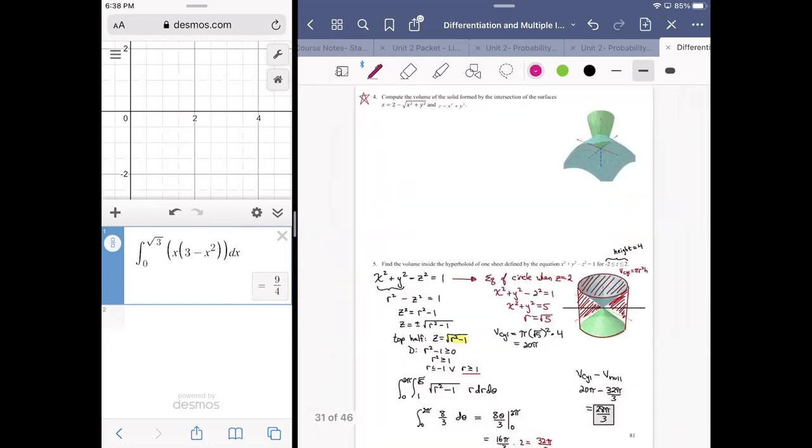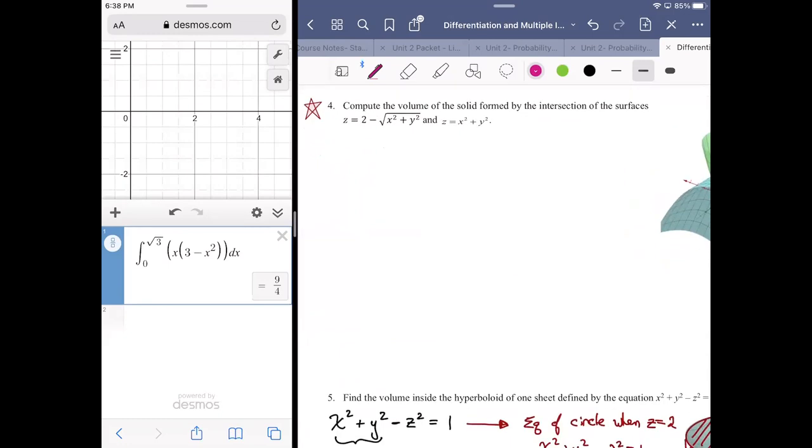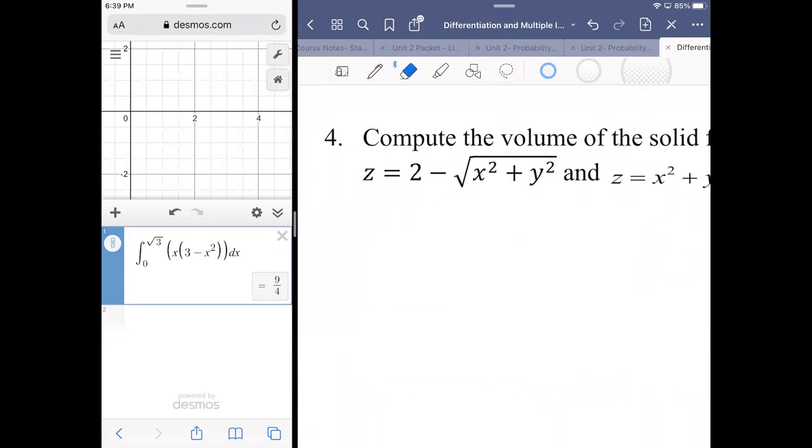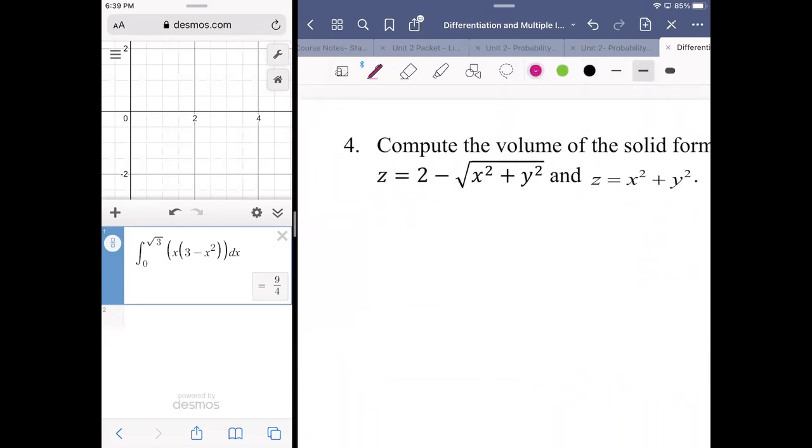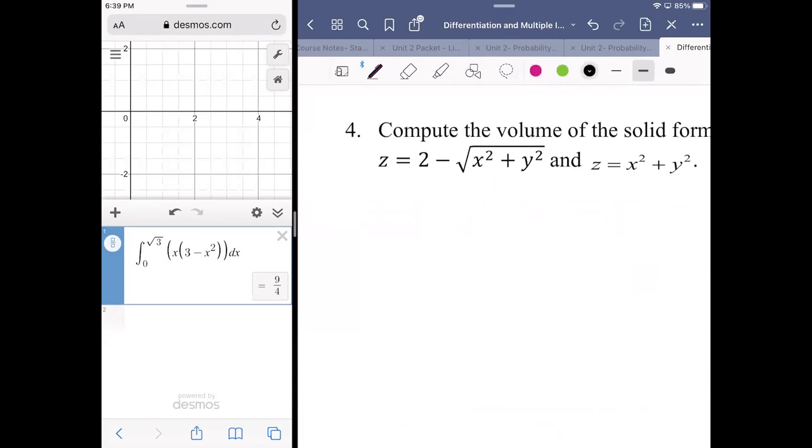So let's take a look at 81 number 4. Compute the volume of the solid formed by the intersection of our surfaces here. And again, it's really the idea that we're going to convert these over into cylindrical form based off of some known relationships. Like we know that z equals r squared. That's an upward facing parabola, opens up.